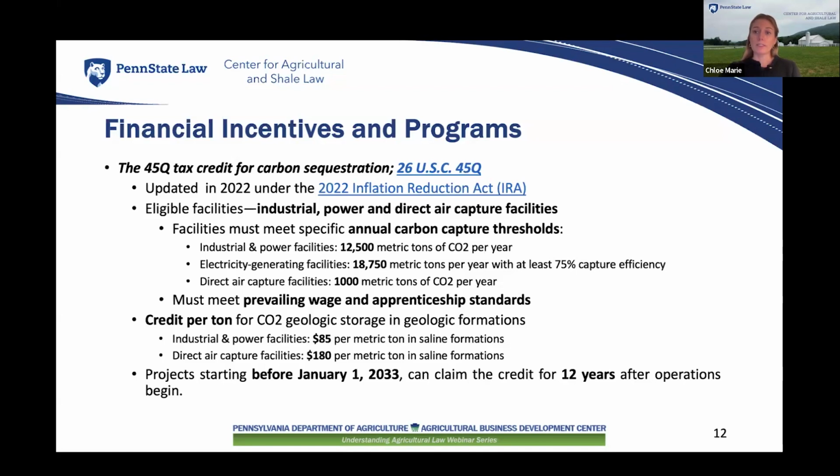Industrial and power facilities must capture a minimum amount of CO2 annually to qualify, at least 12,500 metric tons of CO2 per year. And facilities that start construction before January 2033 are eligible to claim the tax credit for up to 12 years once they become operational.